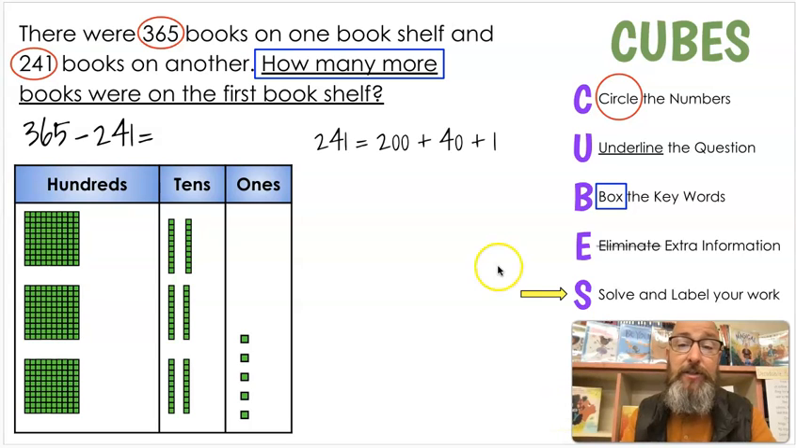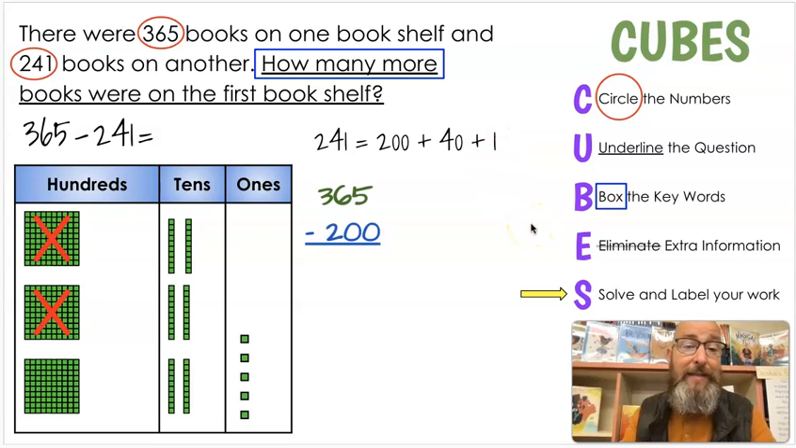I'm going to go ahead and use expanded notation and break that up into 200 plus 40 plus 1 because it lets me know how many to take away from each column. I have my hundreds, my tens, and my ones, just like I have here. So I'm going to start by subtracting 2 100s. I'm going to cross those off. And I have 165 left.